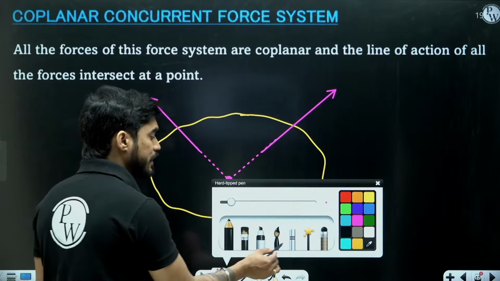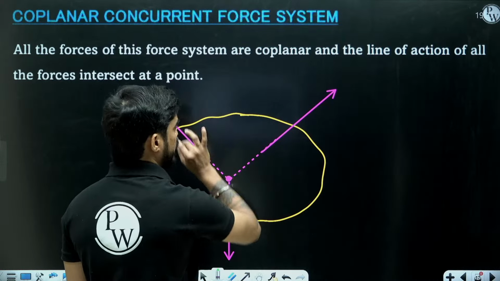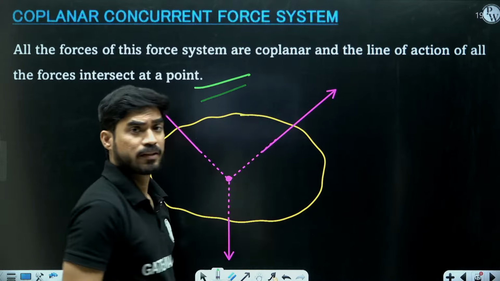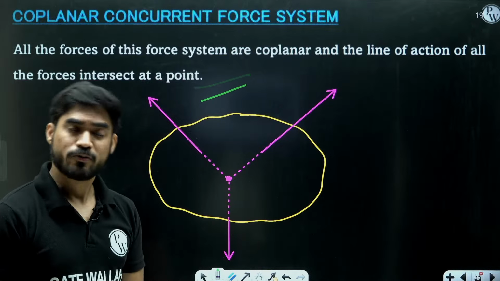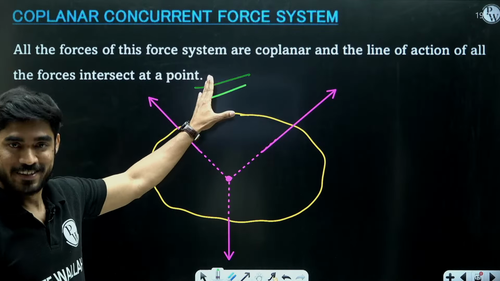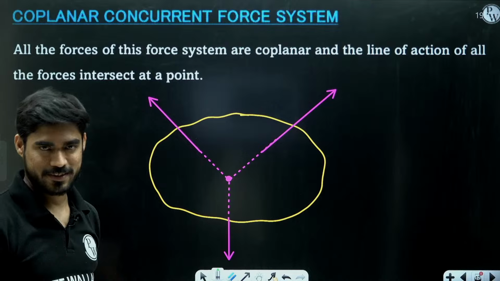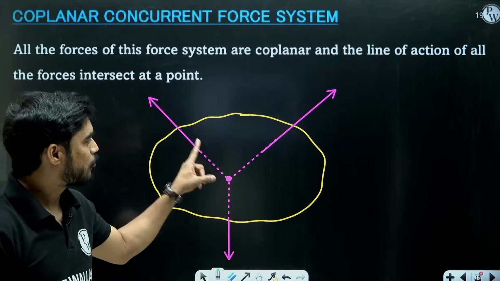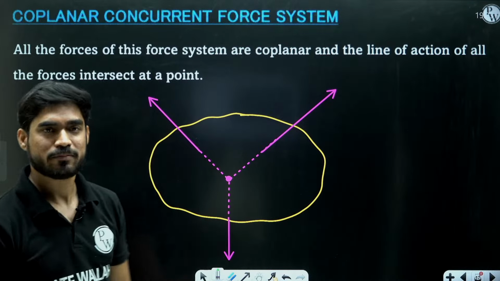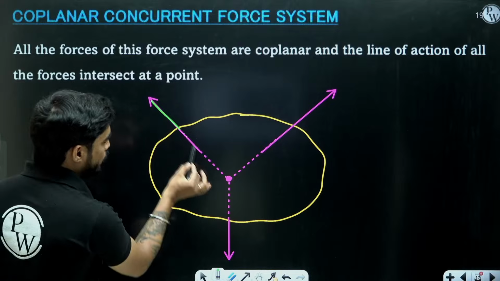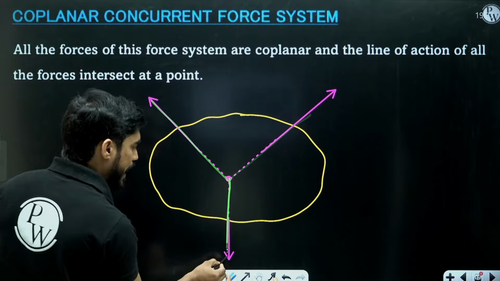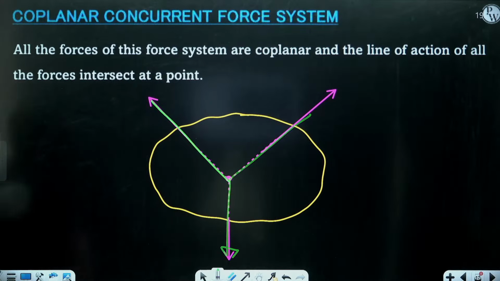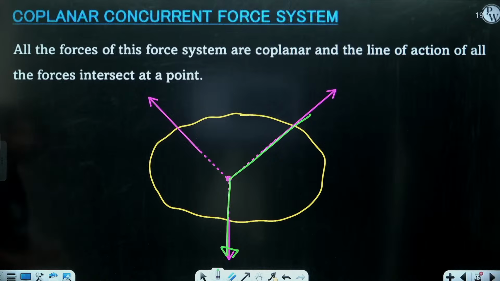And in your syllabus, you will find lots of questions based on this force system. You will see examples of this force system. Lots of questions. So in case of coplanar concurrent force system, the line of action of the forces intersect at a common point. Okay? Chalo.